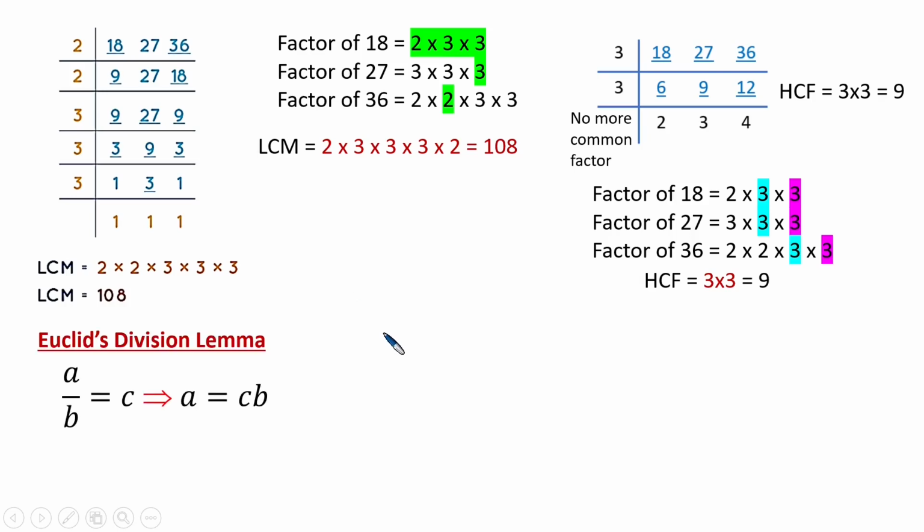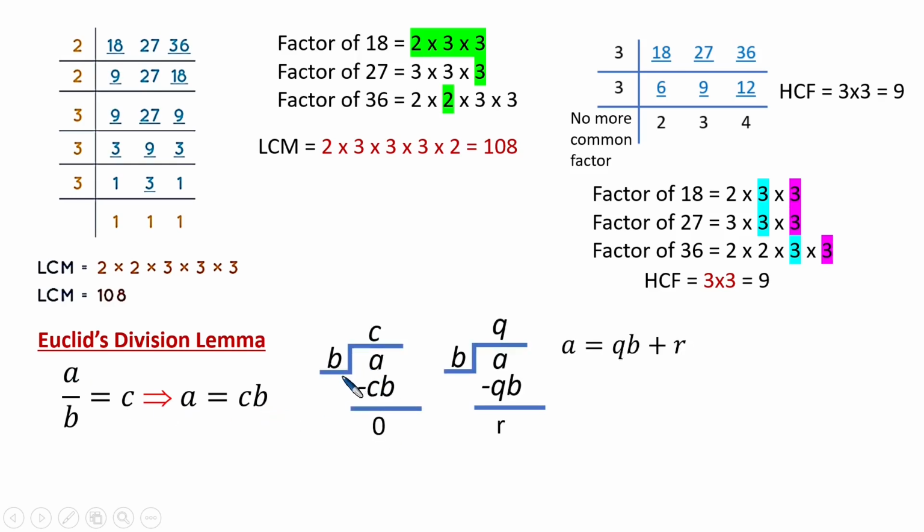So Euclid's division lemma: if A divided by B is equal to C, then A is equal to C into B. And this is how you write it. Suppose A divided by B gives a quotient C. So B into C, you subtract it till you get 0. And if you don't get 0 and you get a remainder, say here is A, you divide by B, and this is a quotient Q, B into Q, subtract it and you may get a remainder. If you don't get a remainder, this R is 0, and if you get a remainder, then R has some number.